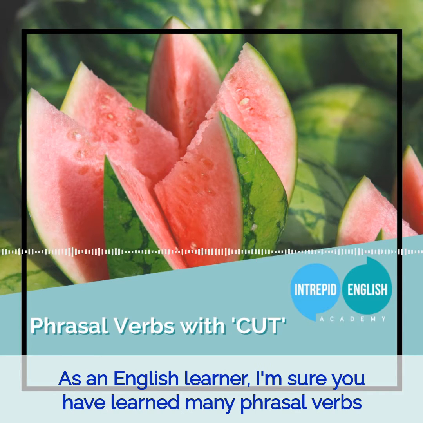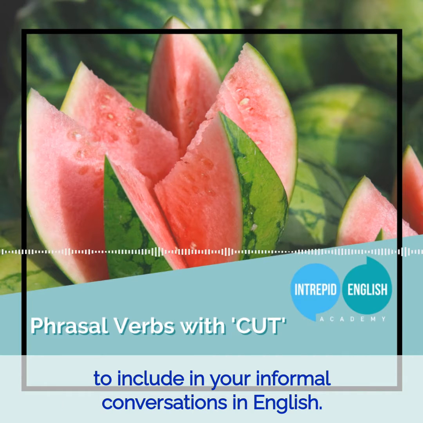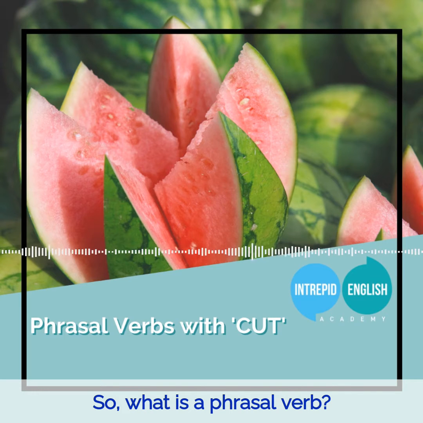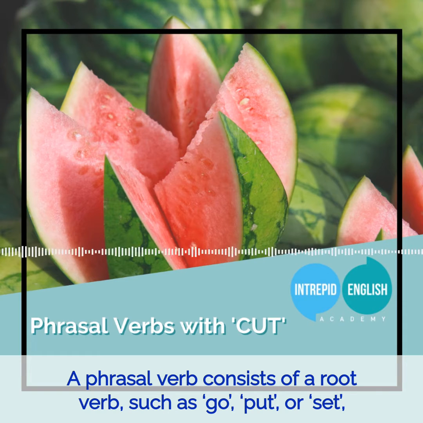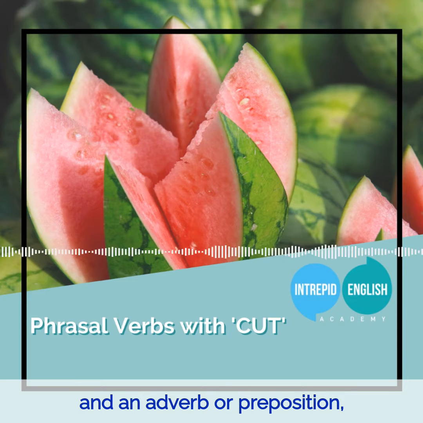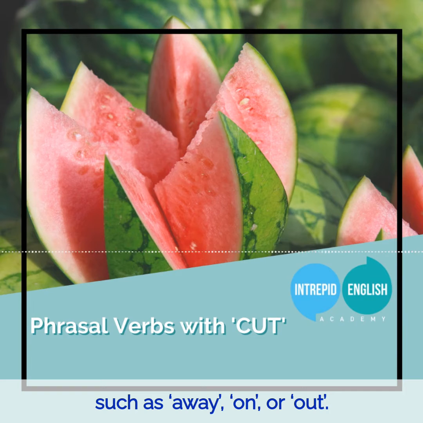As an English learner, I'm sure you have learned many phrasal verbs to include in your informal conversations in English. So what is a phrasal verb? A phrasal verb consists of a root verb, such as go, put, or set, and an adverb or preposition, such as away, on, or out.